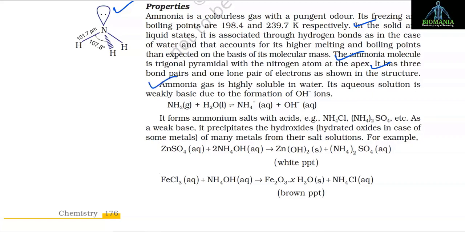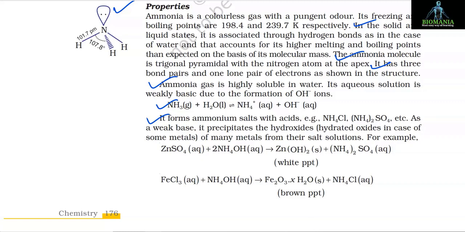Ammonia gas is highly soluble in water. Its aqueous solution is weakly basic due to the formation of OH- ions. NH3 + H2O gives NH4+ ion + OH- ion. It forms ammonium salts with acids, for example NH4Cl and (NH4)2SO4, etc.